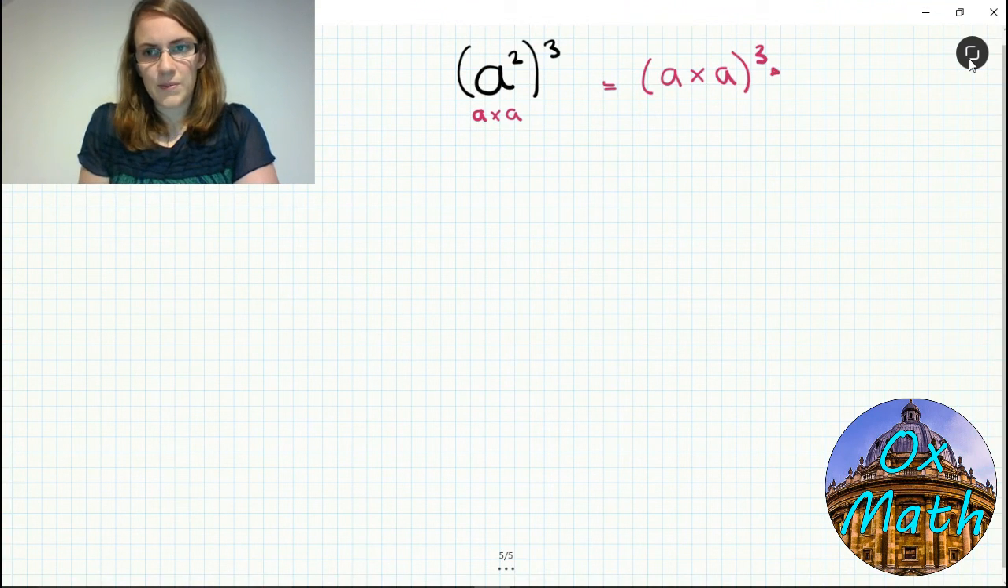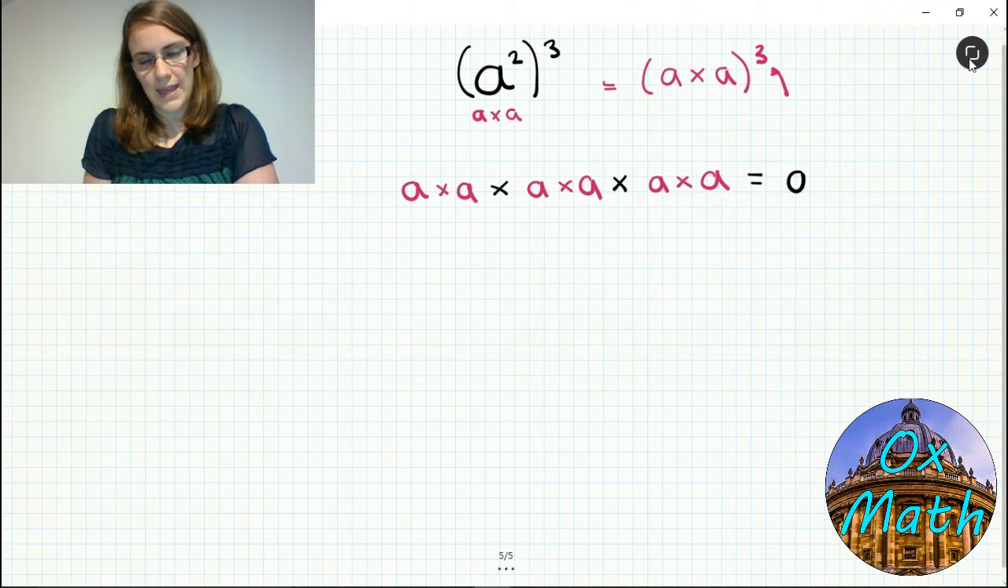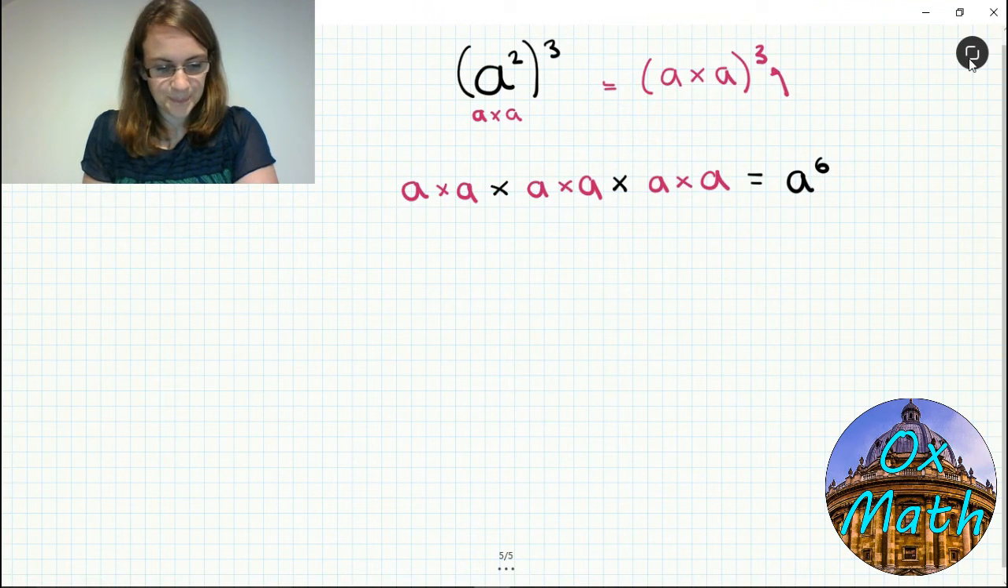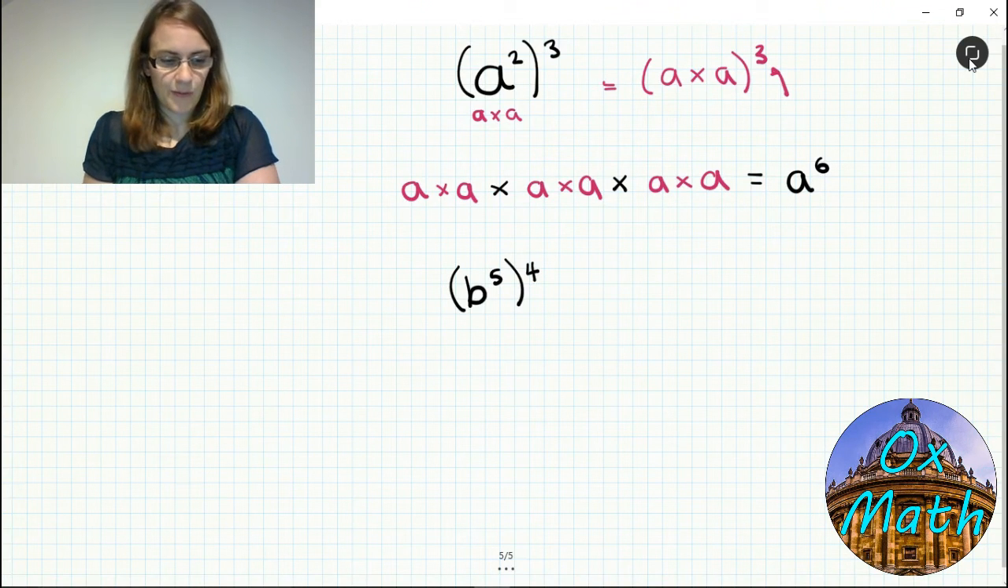Now this cubed tells us that we are using everything in the brackets 3 times in a multiplication. So we are using the a times a 3 times in a multiplication, so we are multiplying those all together. So in total we have 2, 4, 6, so a to the power 6, or a 6 times in a multiplication. So let's do another example, b to the power 5 all to the power 4.